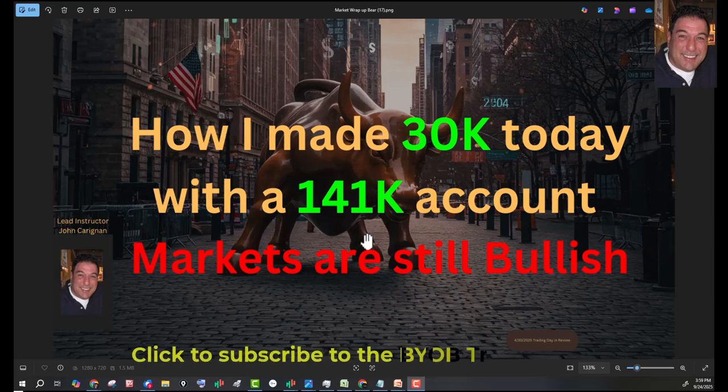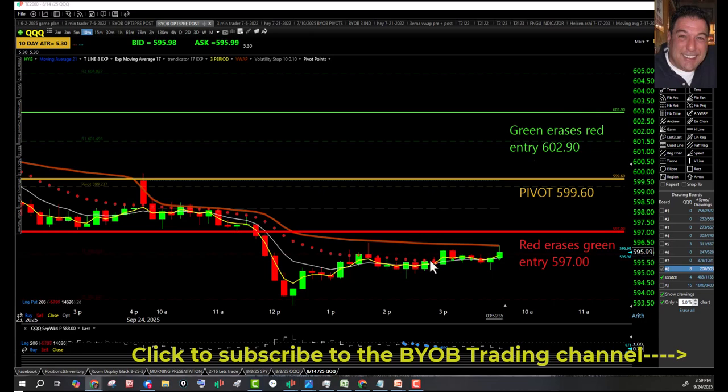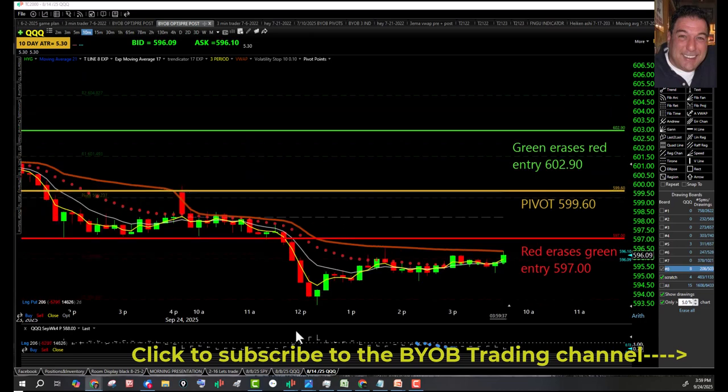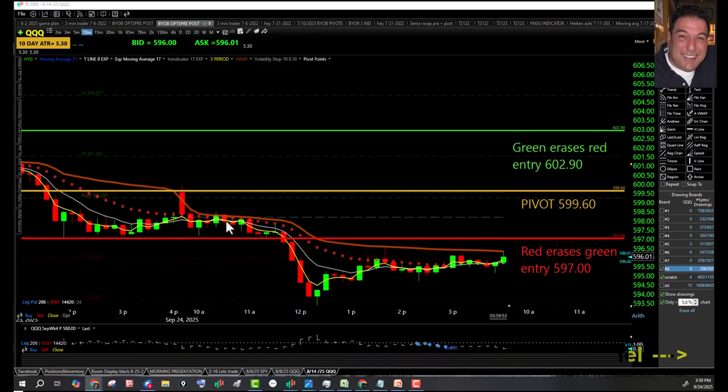Today made 30K on a 141K account. Let's go take a look at the markets and see what happened today. All right, so here's QQQ. QQQ came right off the pivot, opened up right here, right at the pivot. And it was a 10-minute continuation of the 10-minute downtrend from yesterday, right into noon, and then from there we went into consolidation over to the right all day.